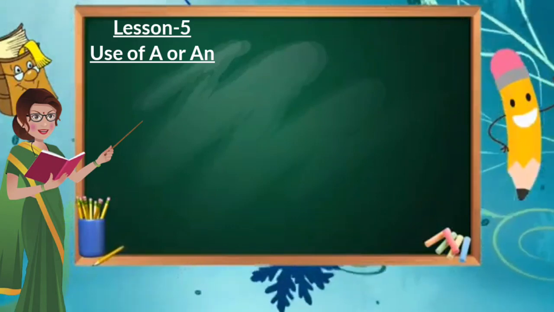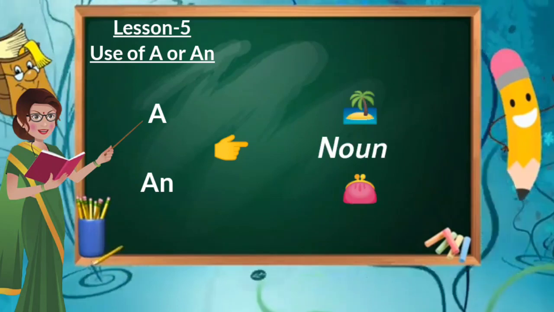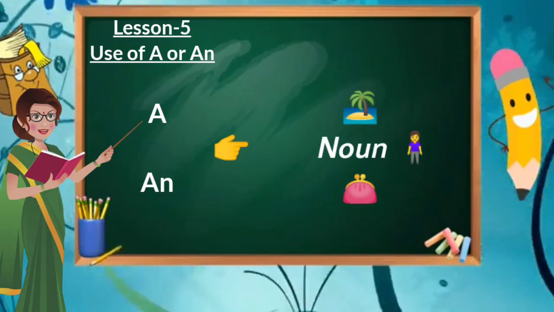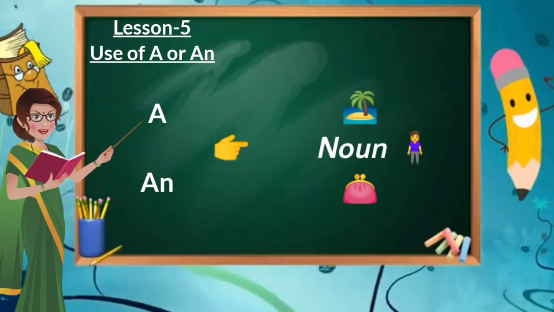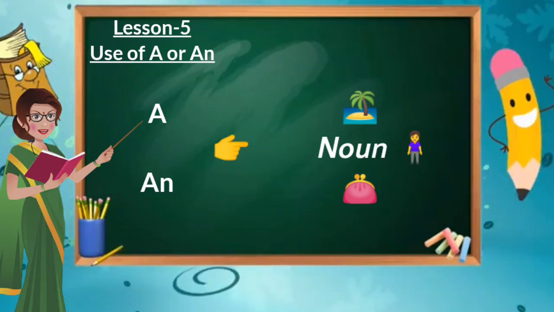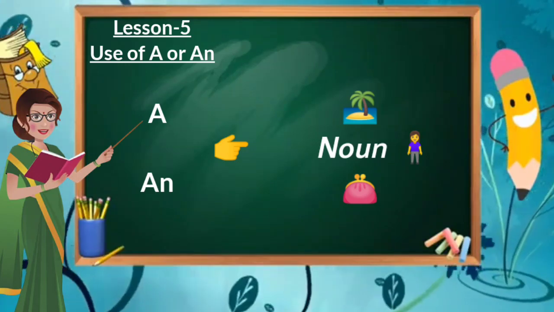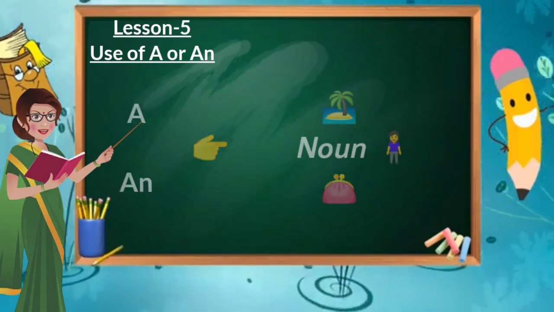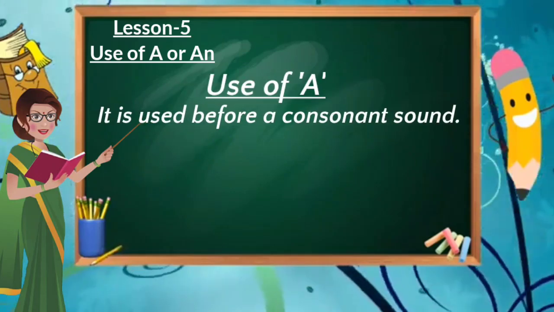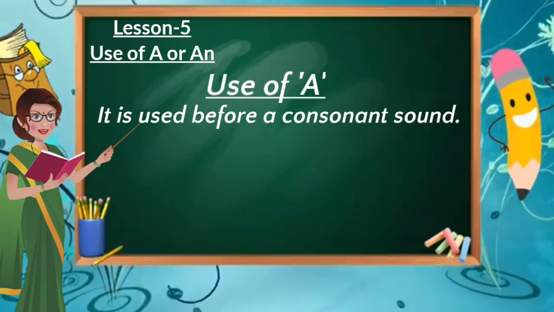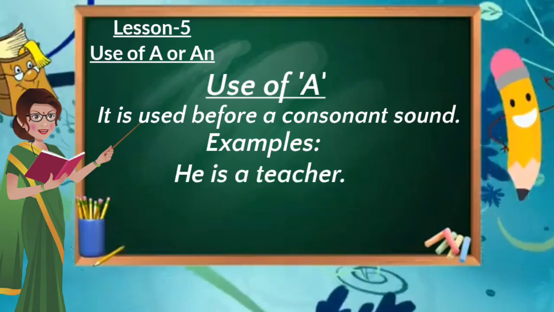So children, both A and AN are used to point out a noun. It may be a place, a person or a thing. Though their aims are to point out a noun, they have been used in two different ways. So, you have to know about their use. The first one is the use of A. It is used before a consonant sound. For example, he is a teacher.